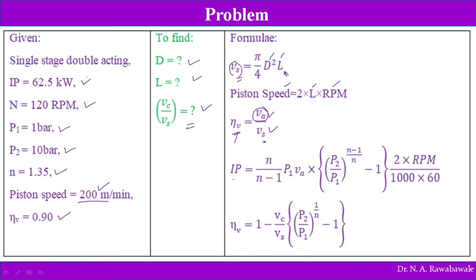Va can be obtained from this equation. Indicated power is known, n is known, P1 is known, P2 is known, and RPM is given, so Va can be obtained. Substituting Va, Vs can be obtained, and then D and L can be obtained. He has also asked us to find Vc divided by Vs. Volumetric efficiency is known, pressure ratio is known, and n is known, so by using another equation for volumetric efficiency, we can find Vc divided by Vs.